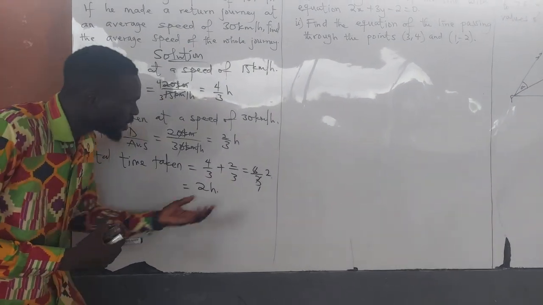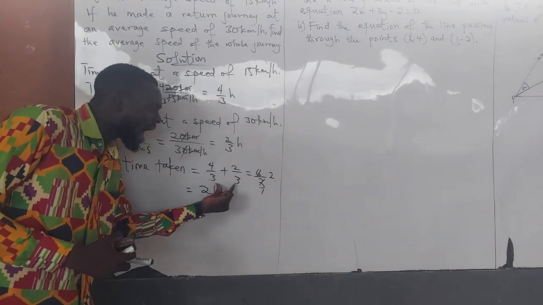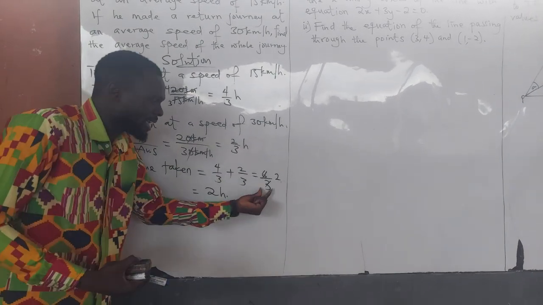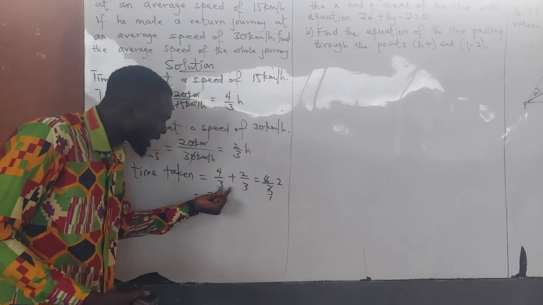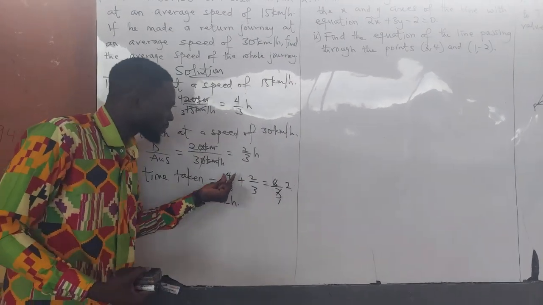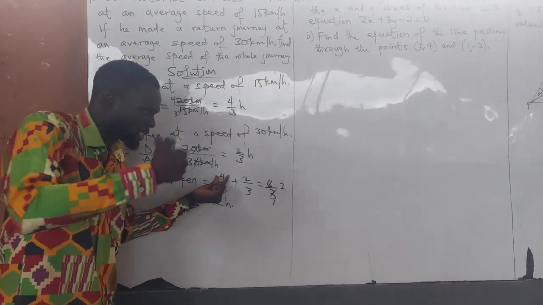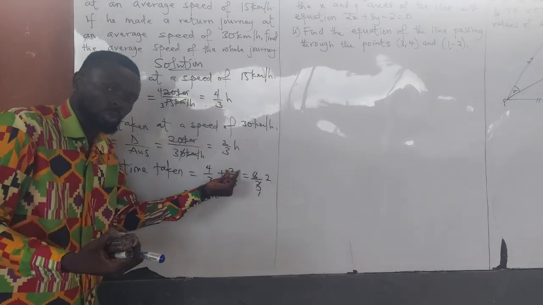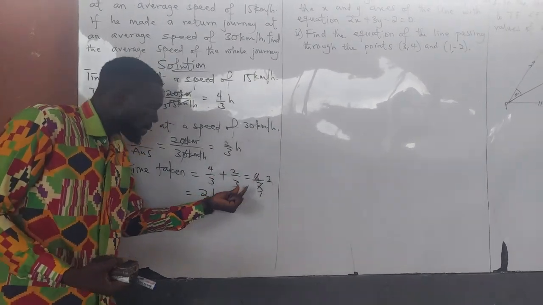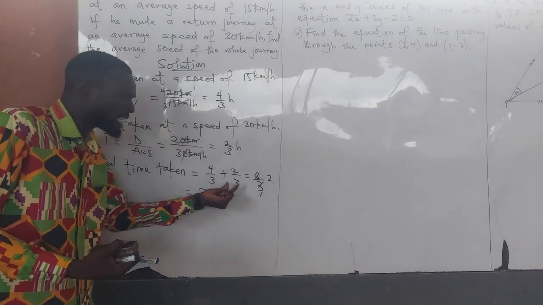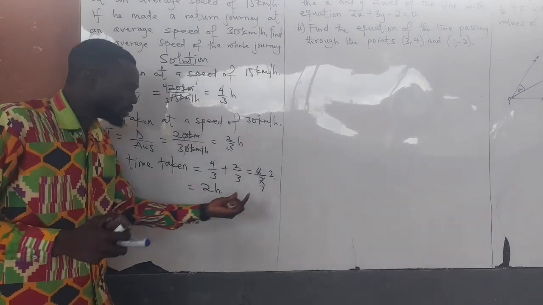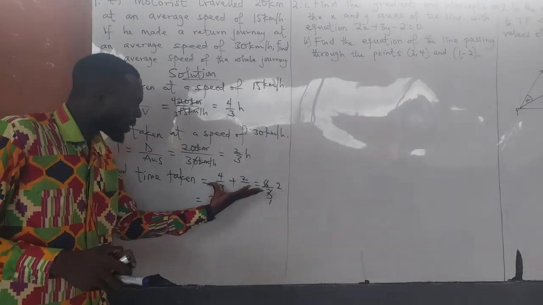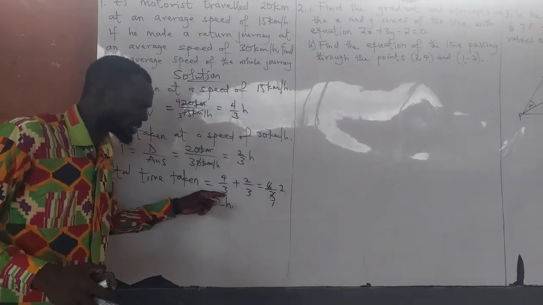Now note that with this question, you have the denominators to be the same. So LCM is still 3. So 3 will go here 1. 1 times 4 is 4. 3 will go here 1. 1 times 2 is 2, which gives you the 6. But if the denominators were different, then we'll have to find the common denominator. That's the LCM. So now adding this gives us 2 hours.